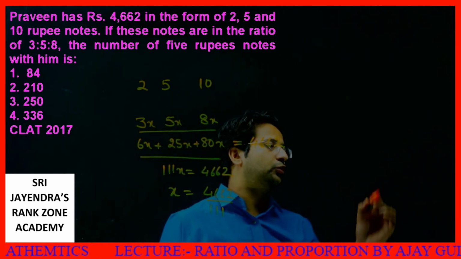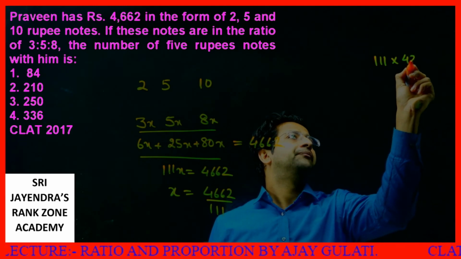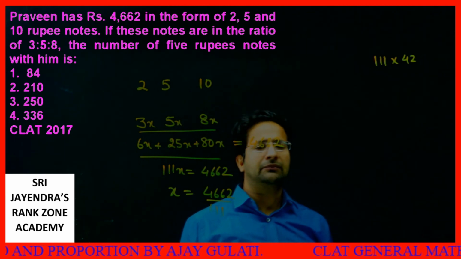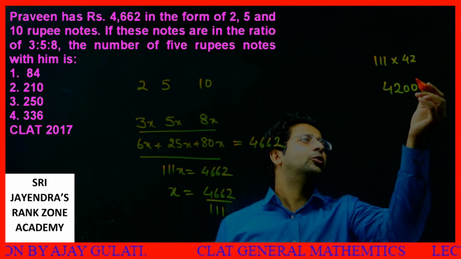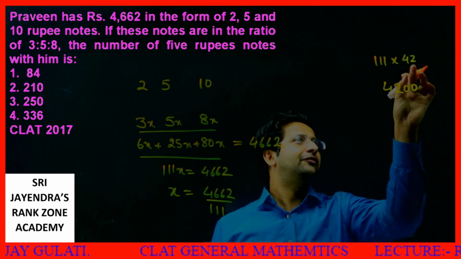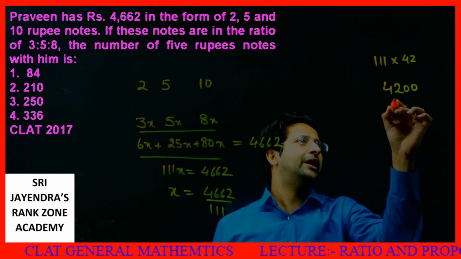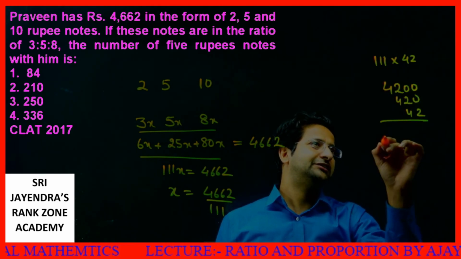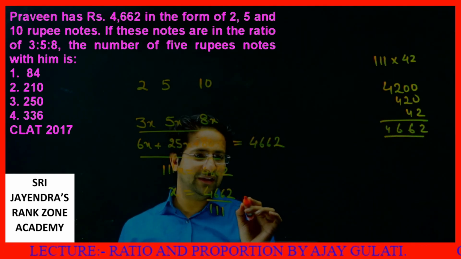Let me show it to you. 111 into 42. How to do it? See, students, how to multiply this? Multiply 42 by 100, you will get 4200. Multiply 42 by 10, you will get 420. Multiply 42 by 1, you will get 42. Just sum these up: 4662. So I can very easily say this is how much?